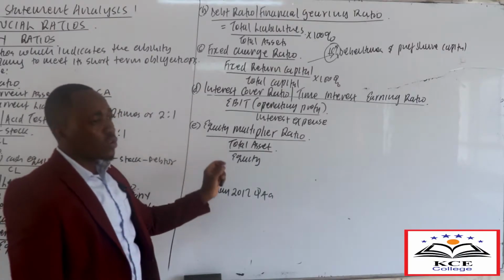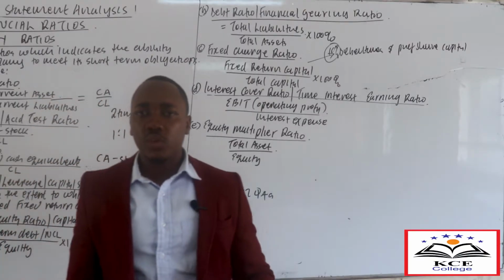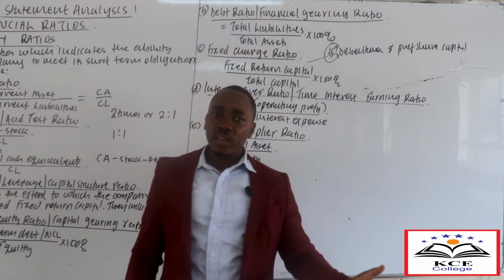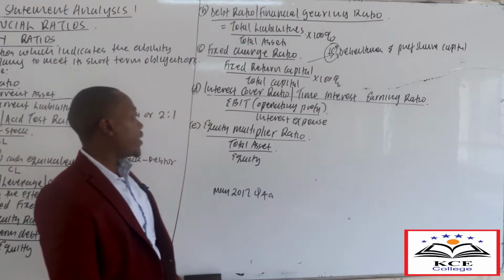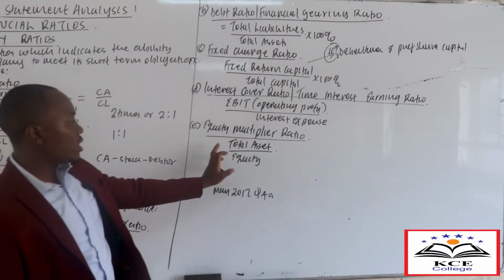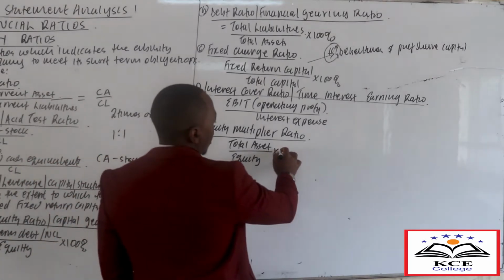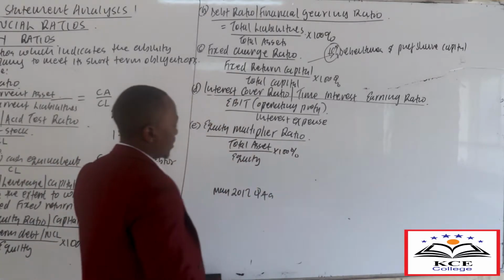And lastly, we have what we call the equity multiplier ratio. Now, the equity multiplier ratio shows the relationship existing between the total assets and the equity invested in the company. So therefore, to get the equity multiplier ratio, you take the total asset, you divide by the equity, and then you can multiply by 100%.